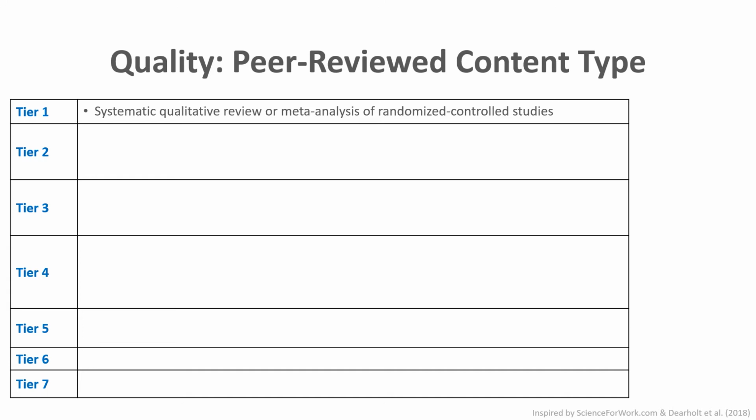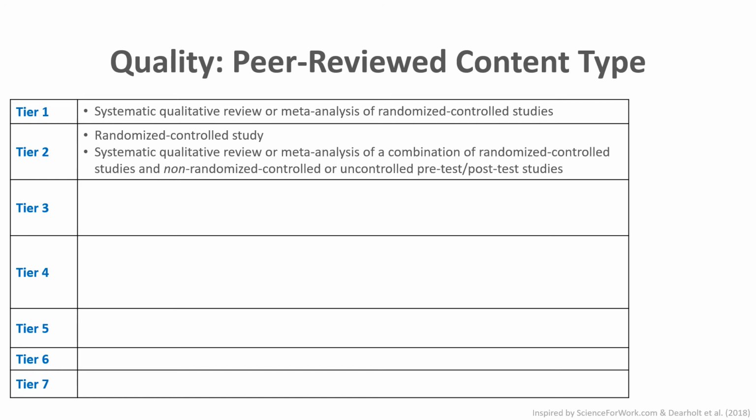Randomized controlled studies are really the gold standard. You've probably heard about these before. Sometimes they're referred to as RCTs, randomized controlled trials, especially in the pharmaceutical or medical setting. But this is really our gold standard here. If we can get a systematic review of some kind, whether it's qualitative or quantitative in nature, of randomized controlled studies, we are exceptionally happy, because that means we know a lot about that phenomenon of interest and we can be very confident in what we know and what we don't know about it.